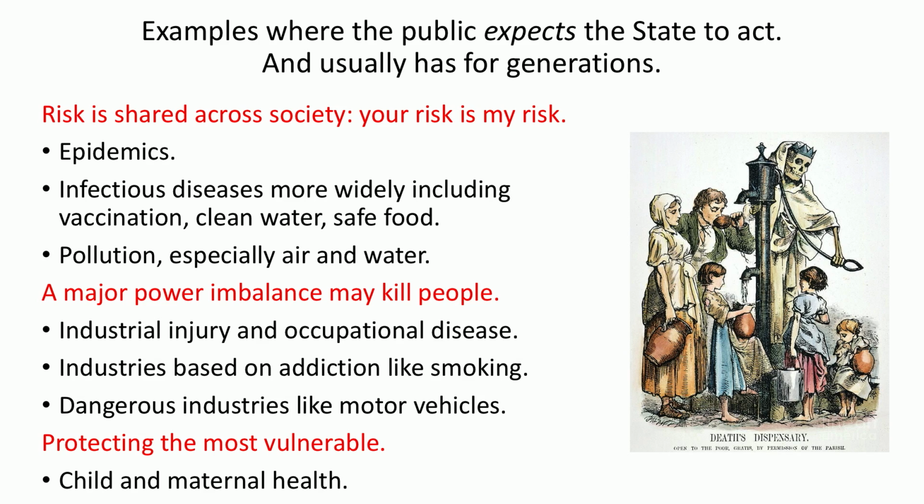Then there's a group of things where a major power imbalance may kill people or cause significant harm. Examples of this are industrial injury and occupational disease, where people, solely because they go to work, are harmed in terms of their health. Industries based on addiction, like smoking in particular, some other drugs, and industries which are potentially dangerous, though important for society, such as motor vehicles. And finally, there is a long-standing tradition of protecting the most vulnerable, and in particular children and people who are pregnant with babies.